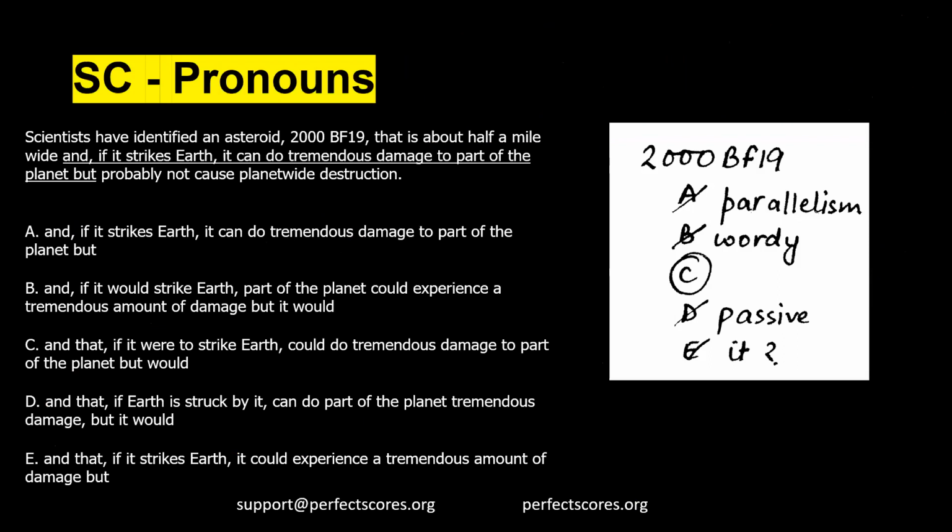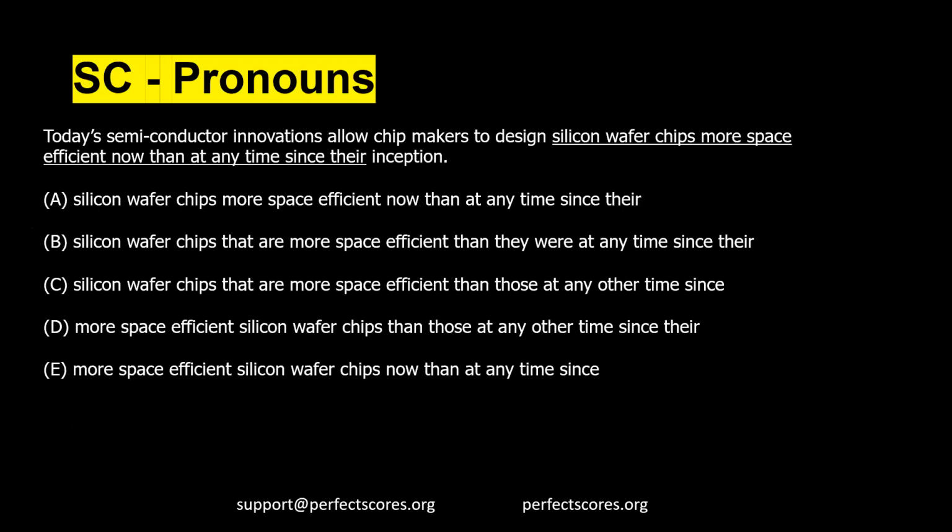Okay, this is the same question, but this is just showing the scratch paper work, which I showed already. So this is how it should look. And instead of question numbers, you can even write a code word so that you will know what question you're referring to. All right, so let's do this question together again. It says, today's semiconductor innovations allow chip makers to design silicon wafer chips more space efficient now than at any time since their inception.